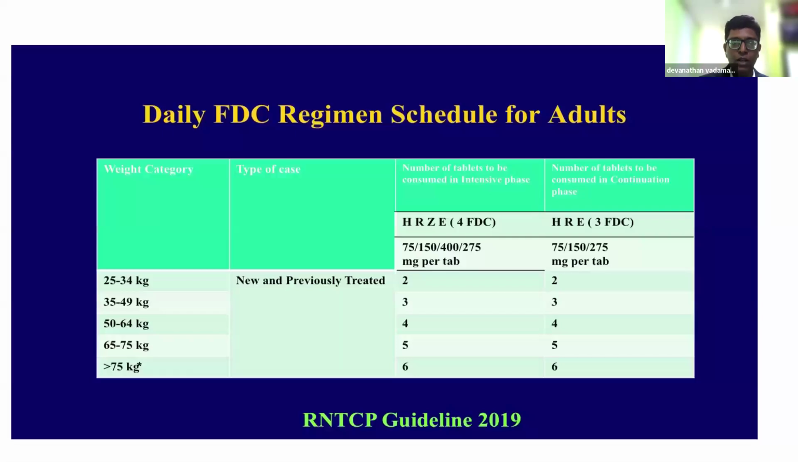So we need to know how the drugs are being given. This is known as fixed dose combination. Each tablet will contain 75 mg of isoniazid, 150 mg of rifampicin, 400 mg of pyrazinamide and 275 mg of ethambutol. Each of the pills will have all the 4 drugs, so fixed dose combination. According to the weight band, in the intensive phase, since 4 drugs are there, we'll write 4 FDC, and in the continuation phase only 3 drugs are there, so we'll write 3 FDC.